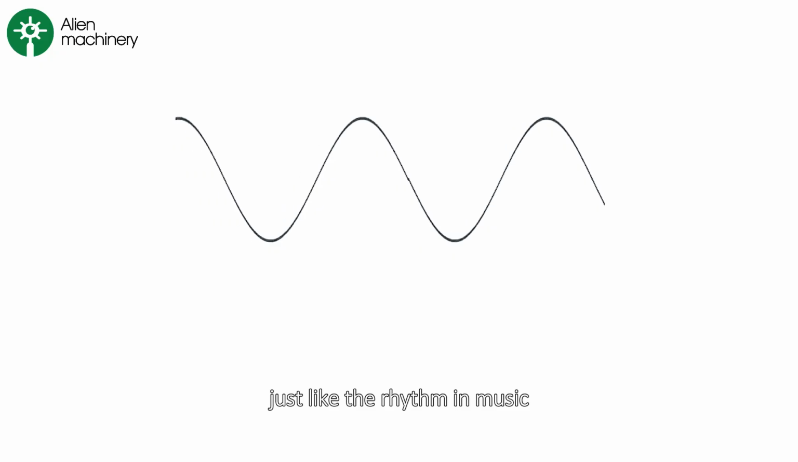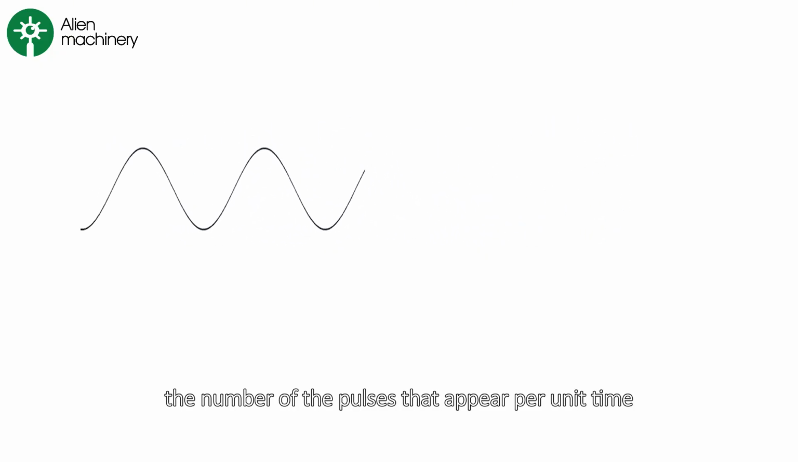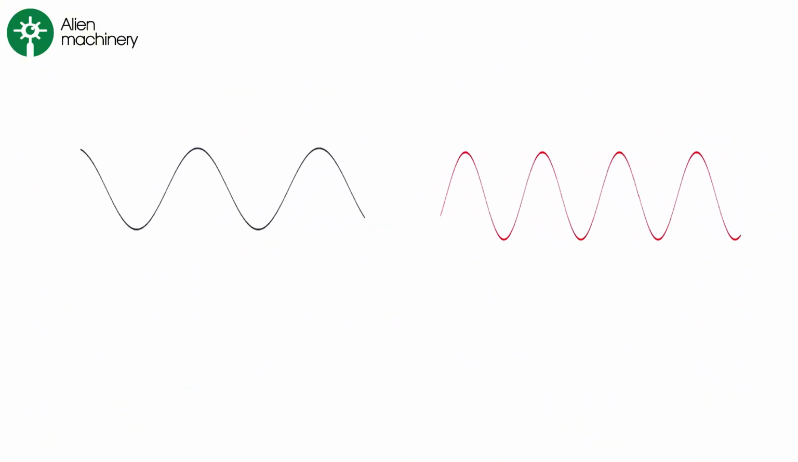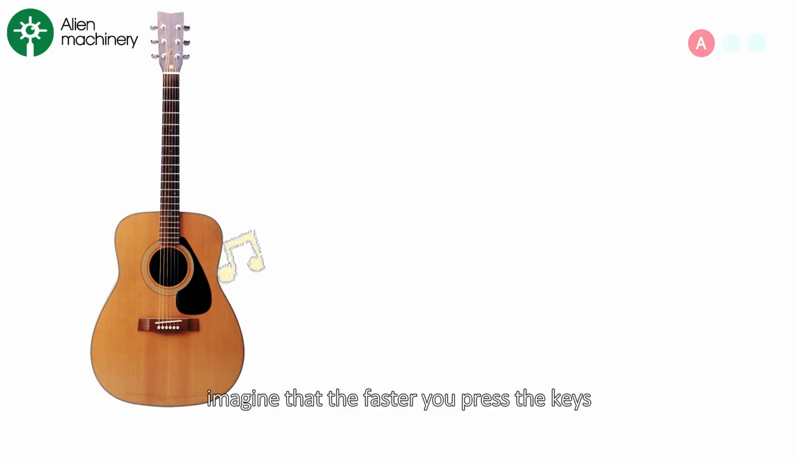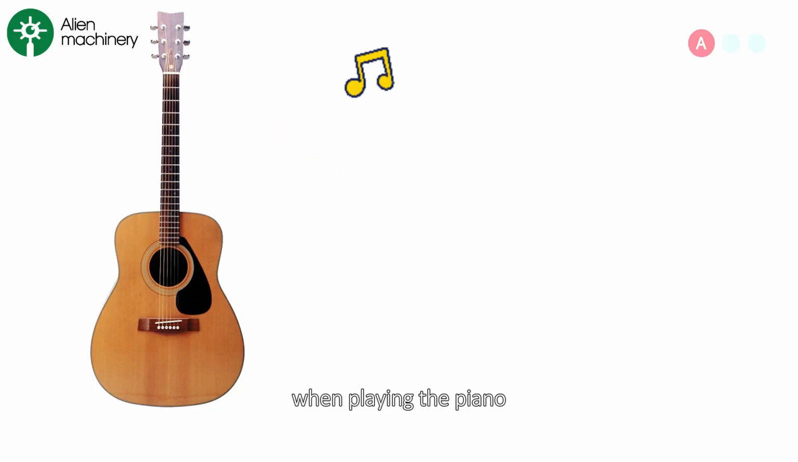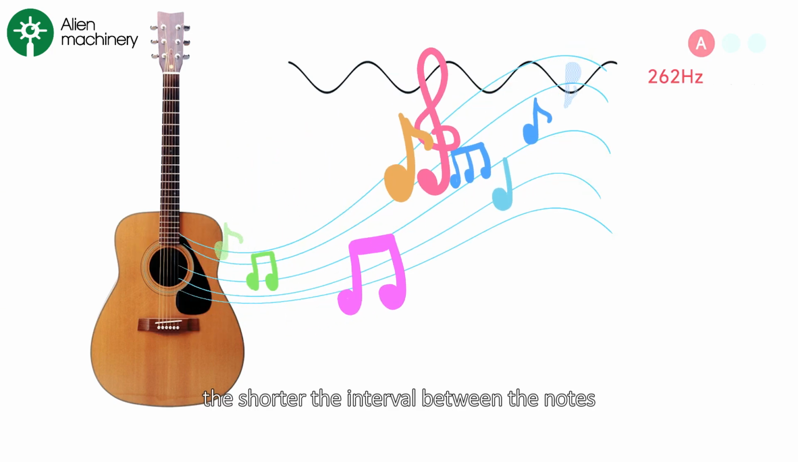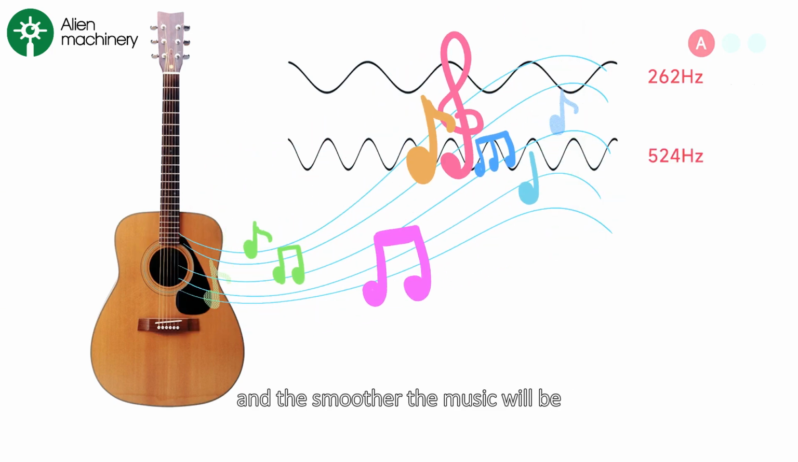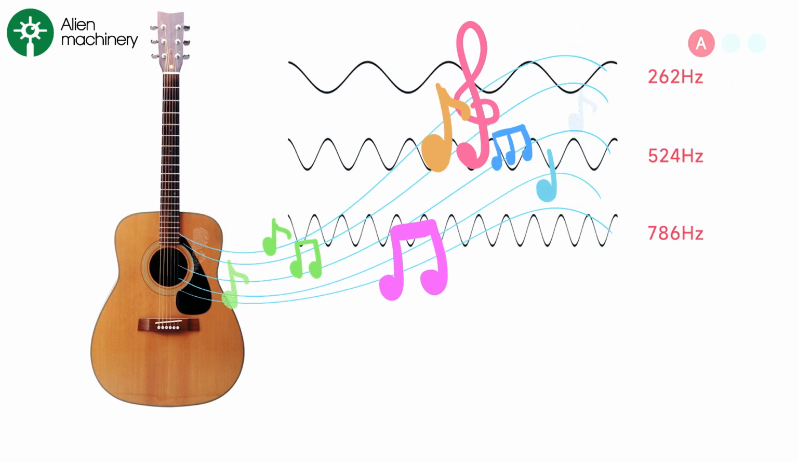2. Frequency. Just like the rhythm in music, it is the number of pulses that appear per unit time. Imagine that the faster you press the keys when playing the piano, the shorter the interval between the notes, and the smoother the music will be.